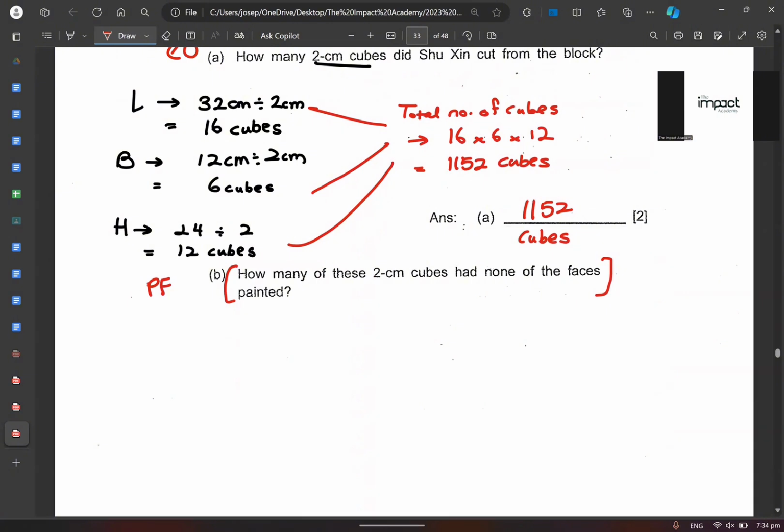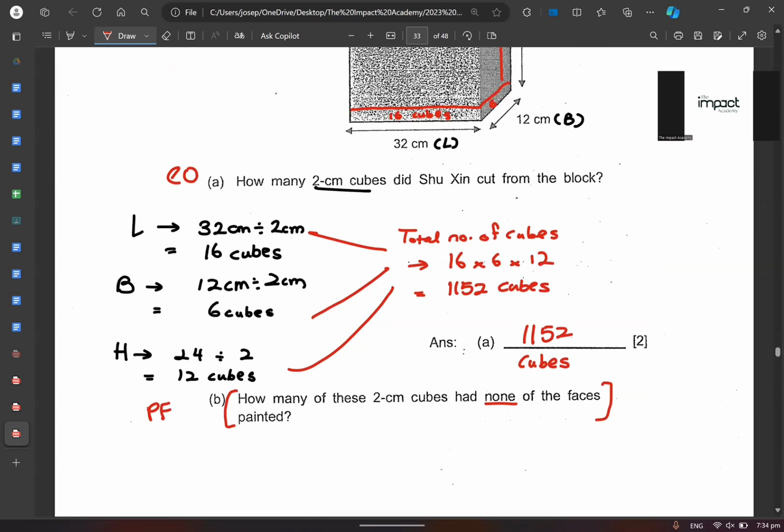Now, the question says, how many of these 2 cm cubes have no faces painted? I ask you a question. What does it mean to say none of the faces painted? That means I paint first, then I cut, right? That means something is not painted, right? What is not painted? The ones that are inside. But how to find? Oh my goodness. You want me to think about it? No, I'm not asking you to do that.